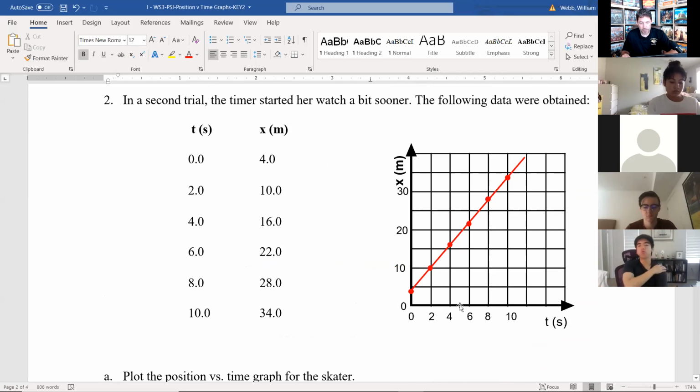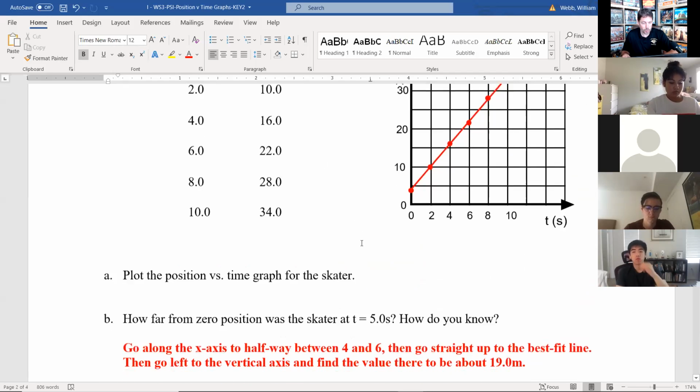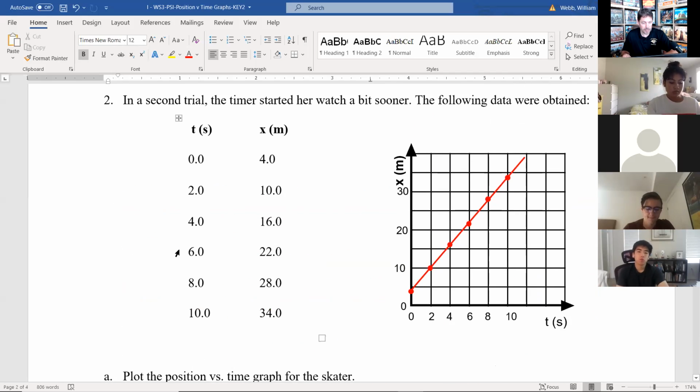So if you go up at 5 seconds, this time it's about 18, 19, somewhere in that 17, 18, 19 range, somewhere between 15 and 20. And you could guesstimate it from this as well. It's going to be somewhere between 16 and 22.